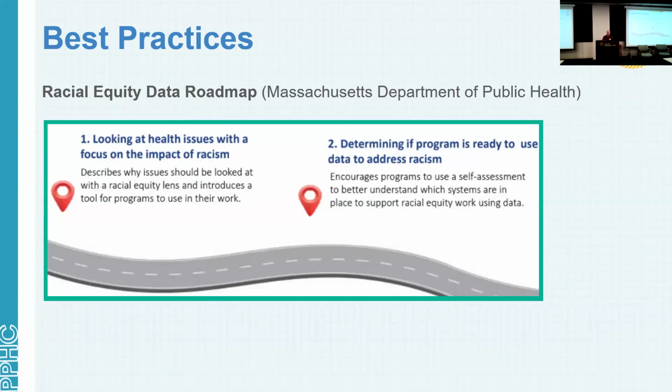A second best practice that I wanted to highlight was from the Massachusetts Department of Public Health, and they put together a roadmap. This roadmap is a 1-page infographic, so it's pretty easy to digest. And here I've highlighted just 2 of those key points. There are 7 key points that are highlighted in the roadmap.